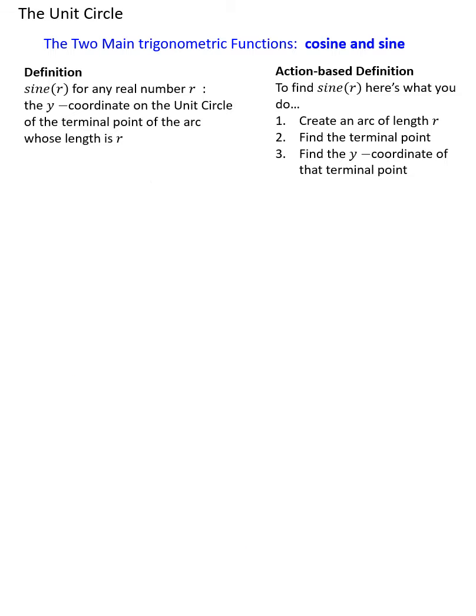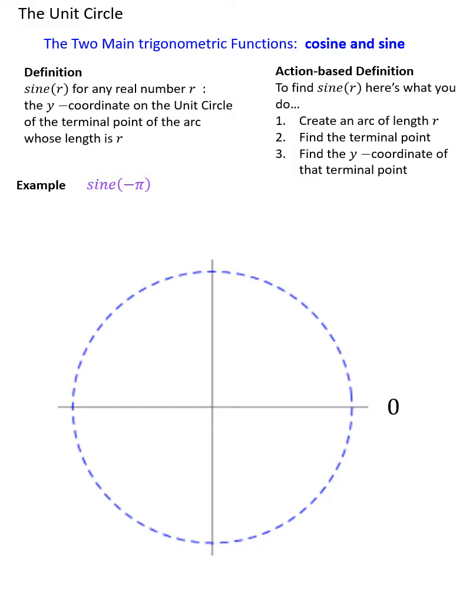Let's move on to another example. Let's find the sine of negative pi. So let's go through our action-based definition on the right. Here's the unit circle. Since we have a negative pi or a negative arc length, we're going to go clockwise. And a distance of pi is half the circle. So here's my terminal point.